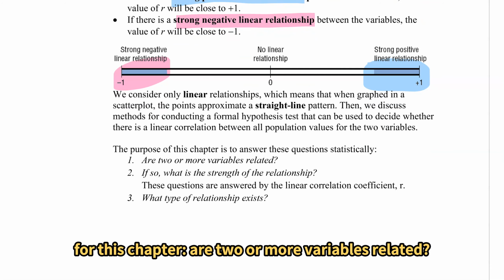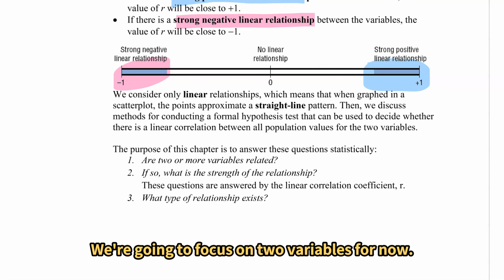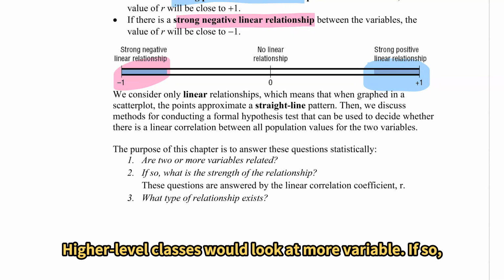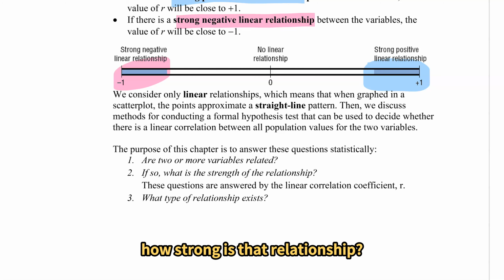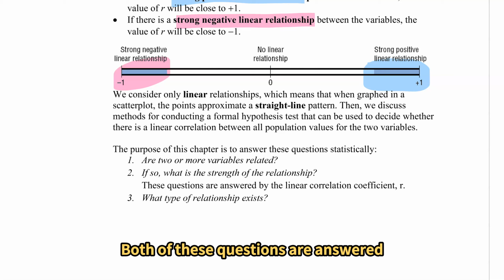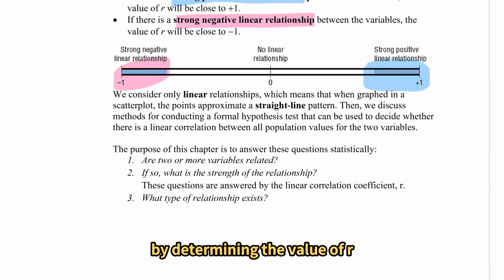Are two or more variables related? We're going to focus on two variables for now. Higher level classes would look at more variables. If so, how strong is that relationship? Both of these questions are answered by determining the value of R. And then, what type of relationship exists? Is it a positive linear relationship, a negative linear relationship? Is there no linear relationship? Or is it possibly something else?